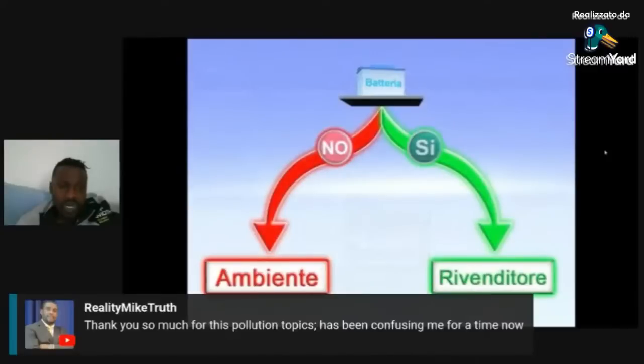The used battery, we must not leave it in the environment or throw it in the environment, but we have to take it back to the rivenditore, which is where we bought it, or anyone who sells batteries, so that they can dispose of it in the right manner, in the right way. I believe you are learning something.